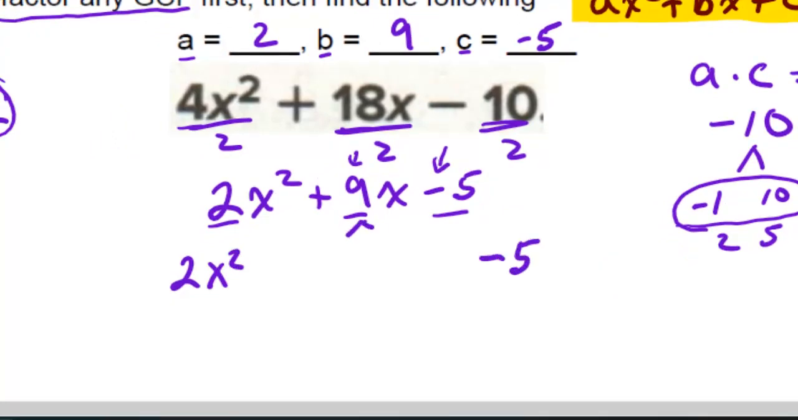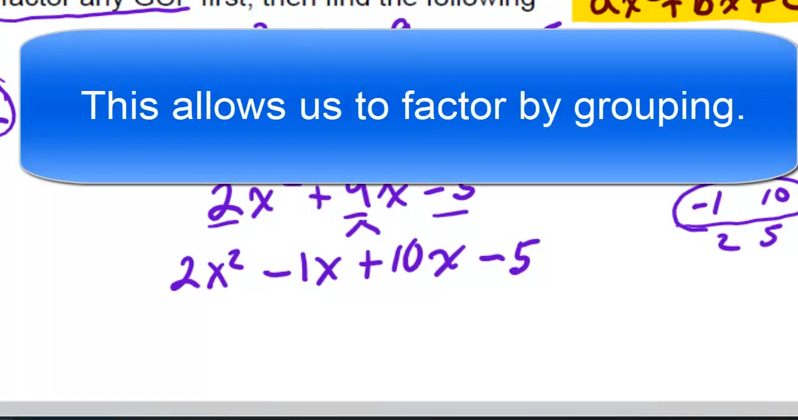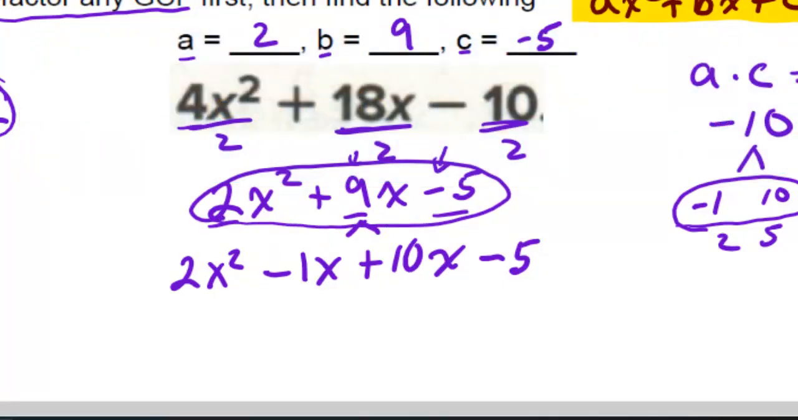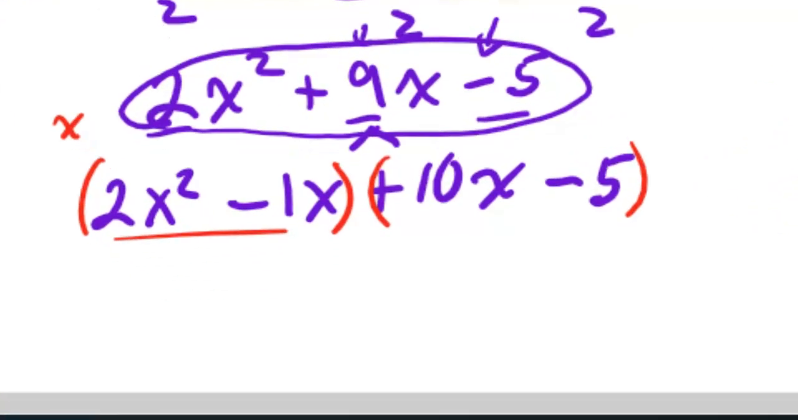But this b term here can be rewritten as a negative 1x plus 10x. So what we're going to do is employ factor by grouping by taking this trinomial and turning it into 4 terms. So now we're going to do factor by grouping. I'm going to group the first 2, group the second 2, and the GCF for the first group appears to be just an x, and the GCF of the second group appears to be a 5.